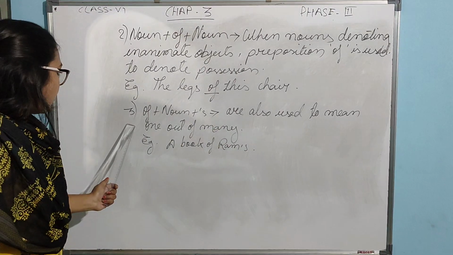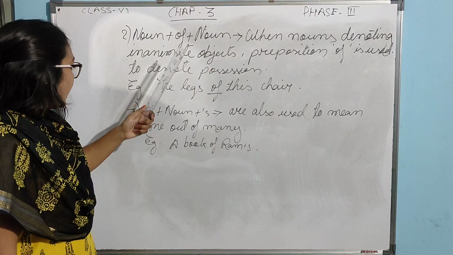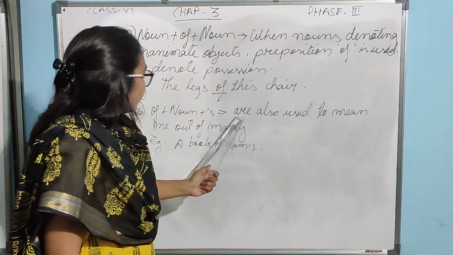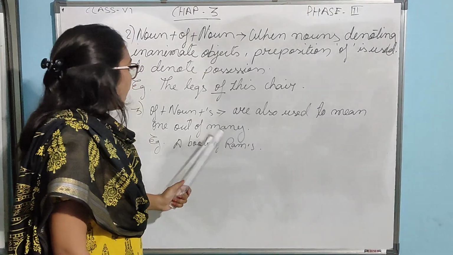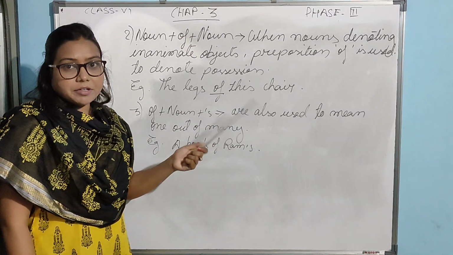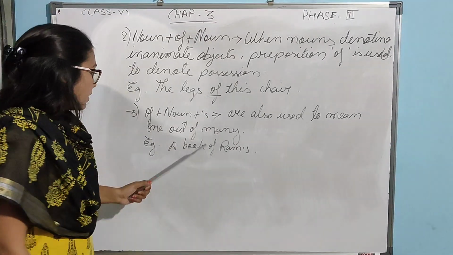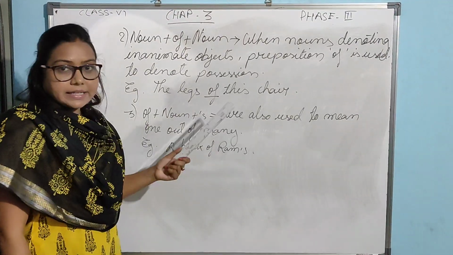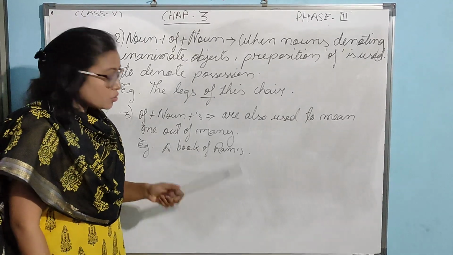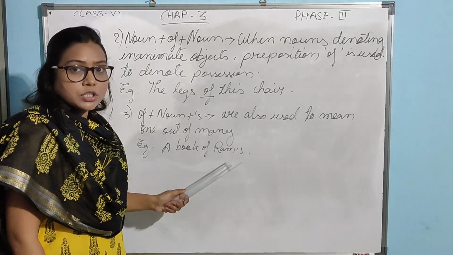Now look into the third point, that is of plus noun plus apostrophe S. Here we added of, and now we are adding of plus apostrophe S. Why so? These are also used to mean one out of many. When we are taking a whole lot and we mean only one, only a single one, we use of plus apostrophe S. Like a book of Ram's. Ram might have many books, but we mean only one book from those many. So we use the preposition of as well as the apostrophe S with it to denote the possession.